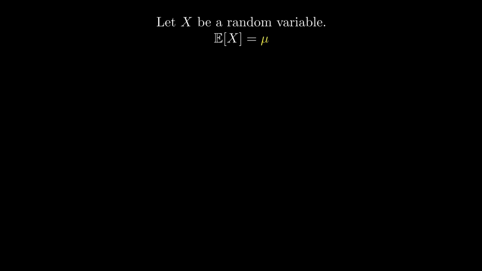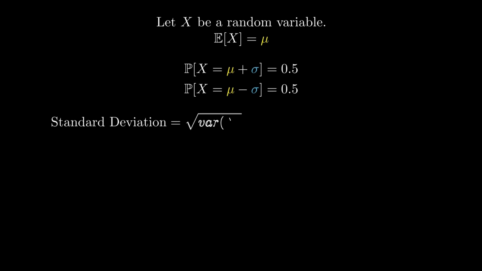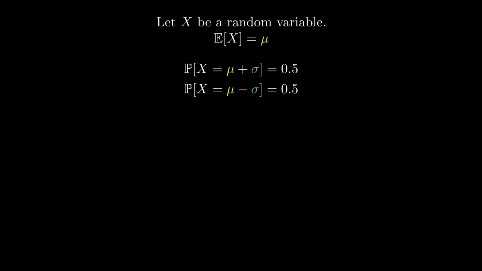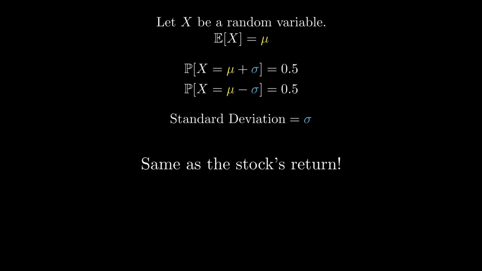Let x be a random variable with mean mu. It has a 50% probability of being mu plus sigma and a 50% probability of being mu minus sigma. The standard deviation of x also turns out to be sigma. We apply this approximation to the stock's return.